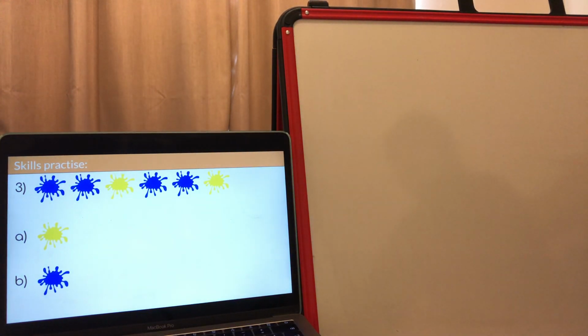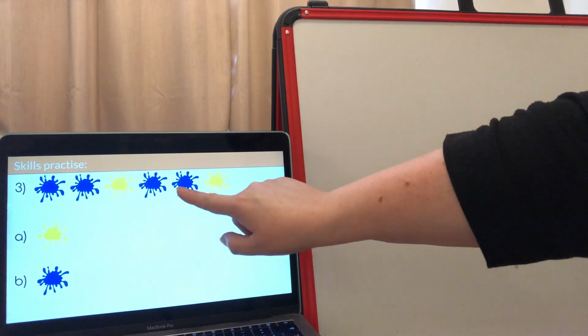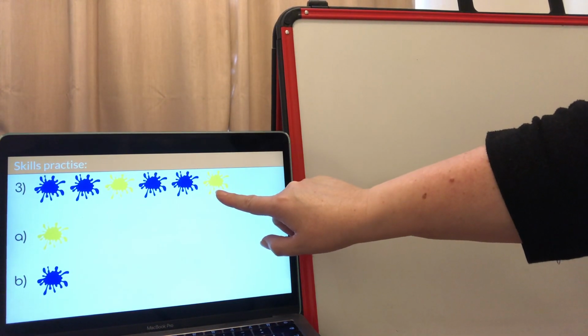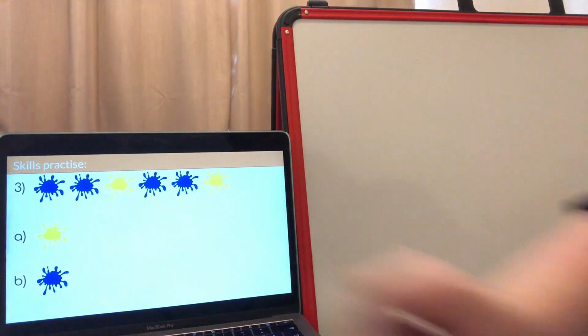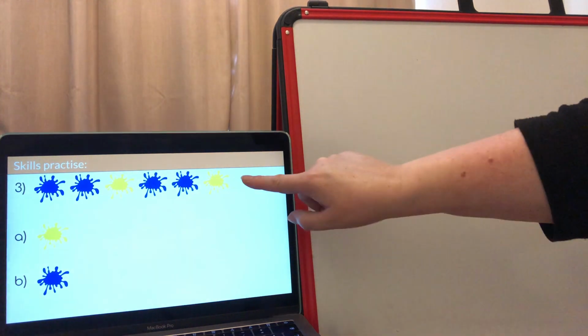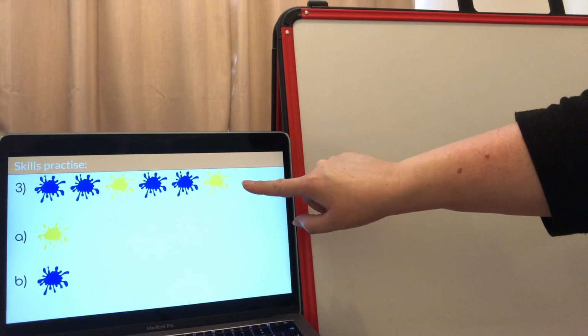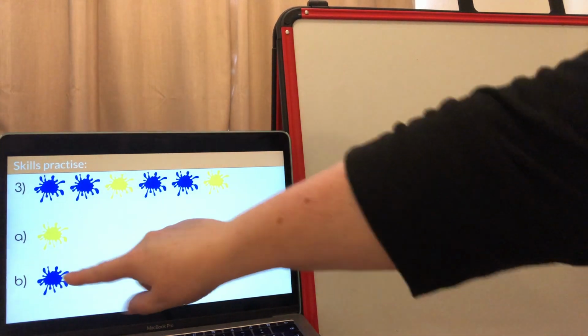Oh, colours this time. Two blue, 1 yellow. 2 blue, 1 yellow. What comes after the 1 yellow? 2 blues. Oh, yeah. So that would be the next one. If we had another one as well, we'd need another of those blue bits, wouldn't we? The answer's B.